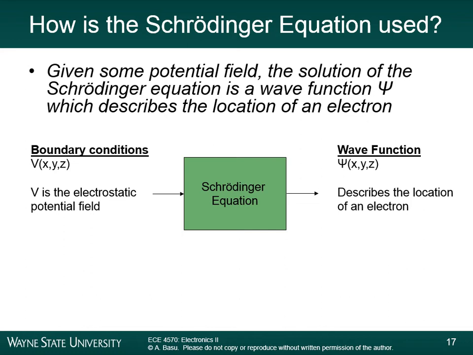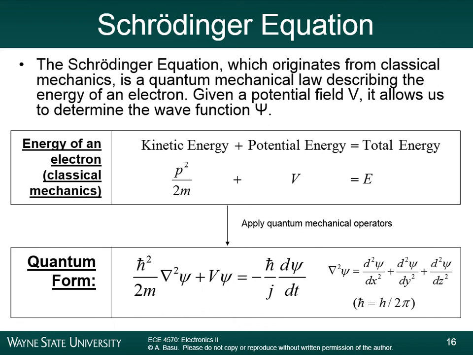So how's the Schrödinger equation used? Given some potential field, the solution of the Schrödinger equation gives this wave function, psi. And that psi describes the location of an electron, where to find an electron. All right, so if we look back at this equation, what are the inputs? H is a constant, M is a constant. All right, these are also constants. What's the input to the function is V. V is a function, a three-dimensional function.